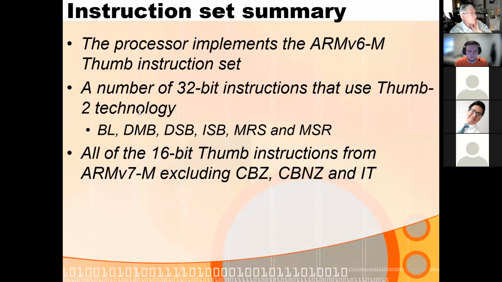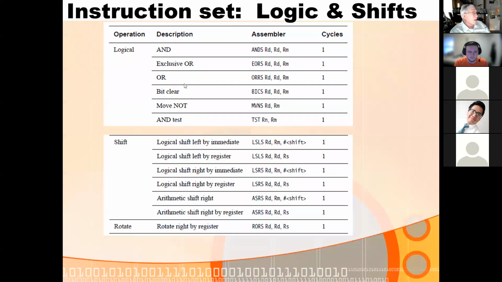In case you're interested, these are the 32-bit instructions, if you're familiar with Thumb2. Here are some of the instructions. I'm not going to go through this now. What I want to do is talk about the GPIO.